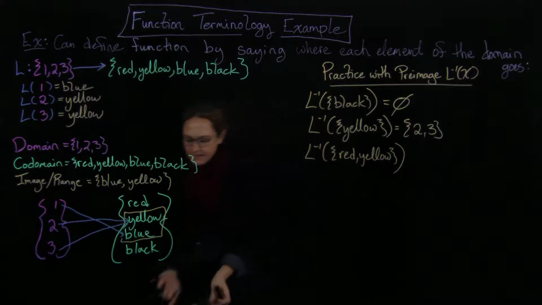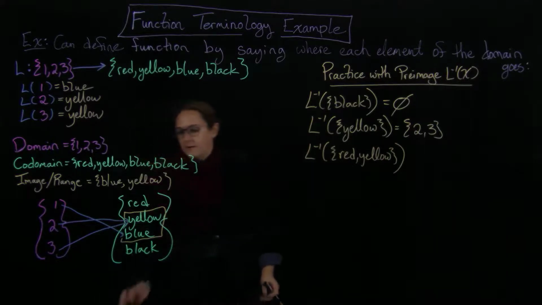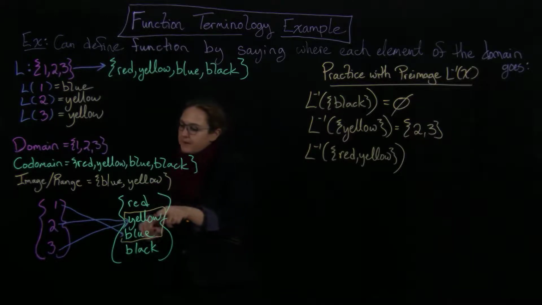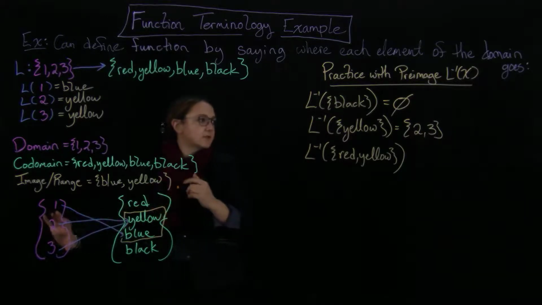Okay. So for red and yellow, I look at everything in the preimage of red. There's actually nothing in the preimage of red, but there are the same two things in the preimage of yellow, so I get 2 and 3.